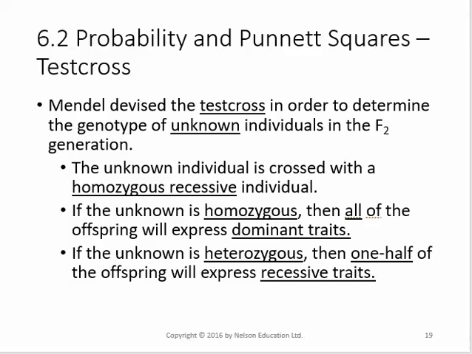So how do we know what you have? We can't really look at it, especially in the 1800s. So he developed these tests called the test cross to determine the genotype of unknown individuals, because you know their phenotype. So the phenotype is purple flowers.